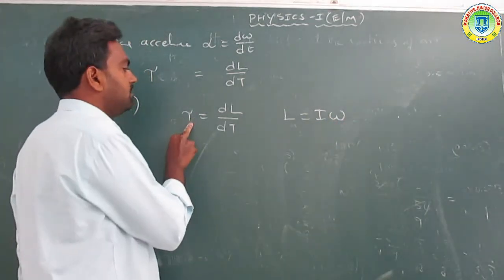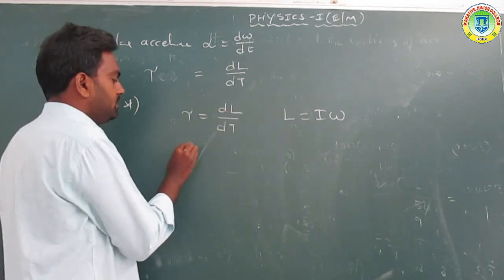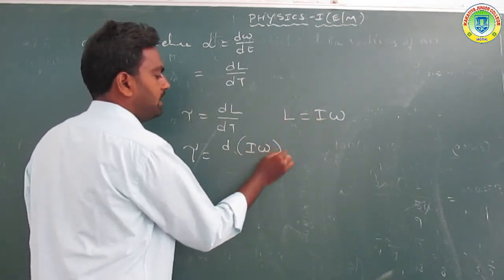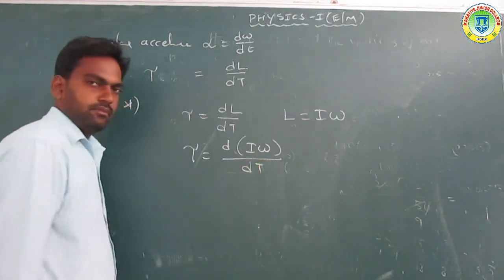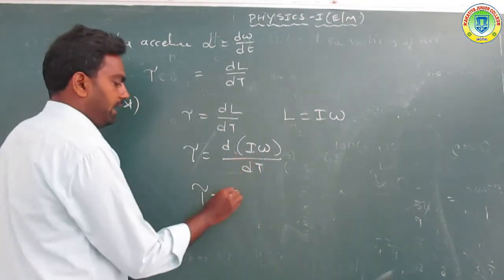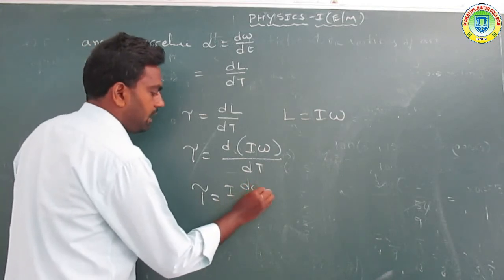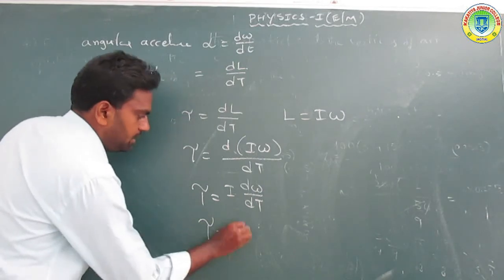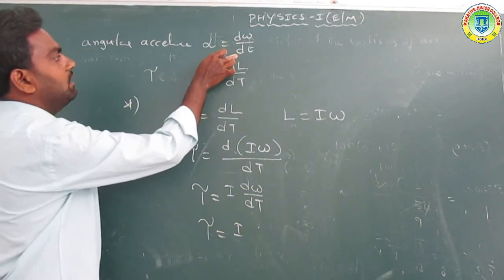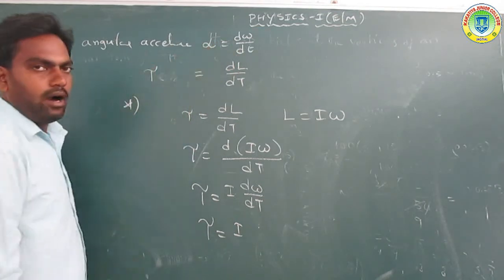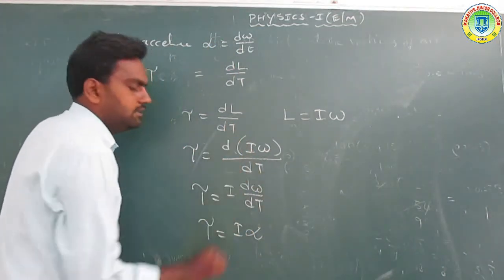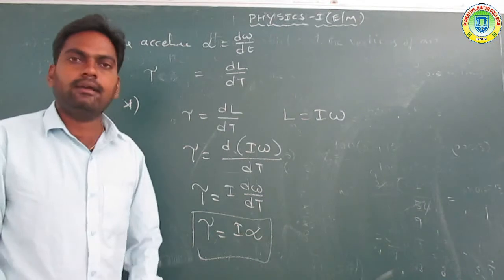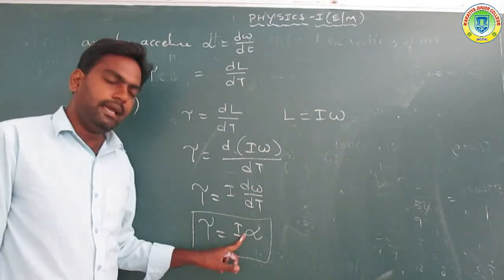So the relation is taken: torque tau is equal to dL by dt. L means I omega, so substituting I omega in the equation, tau is equal to d(I omega) by dt. I is constant, so we can write tau is equal to I d omega by dt. According to the definition, d omega by dt is equal to alpha. Substituting alpha in this equation, we get the relation between torque and angular acceleration: tau is equal to I alpha.